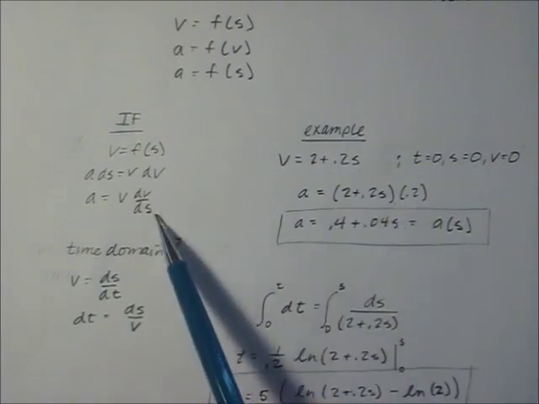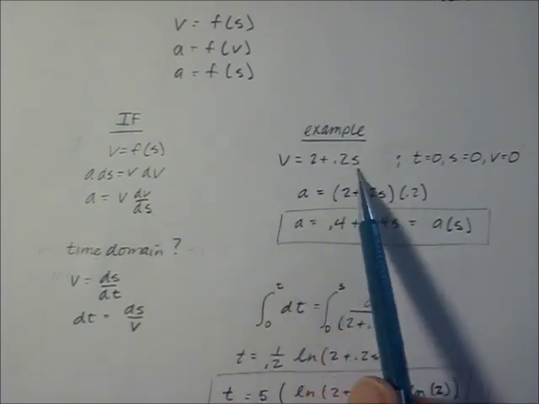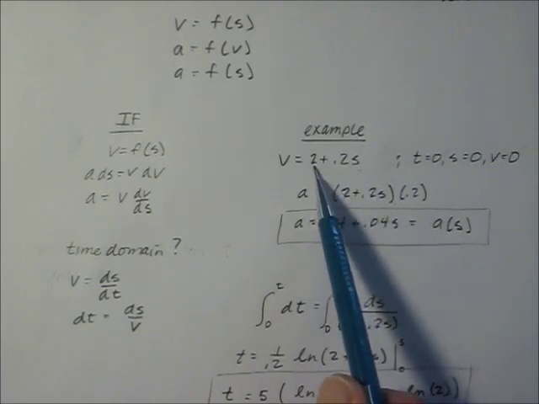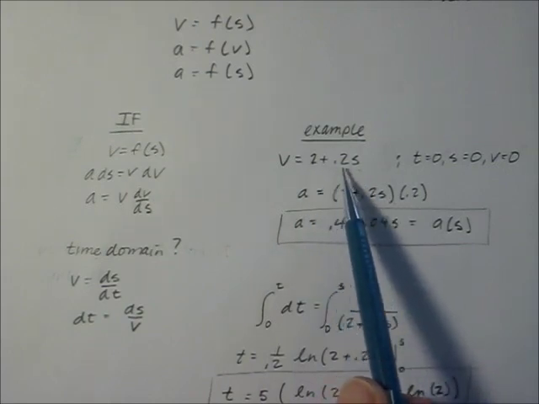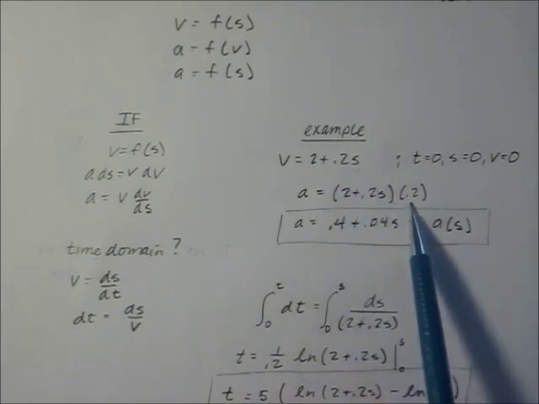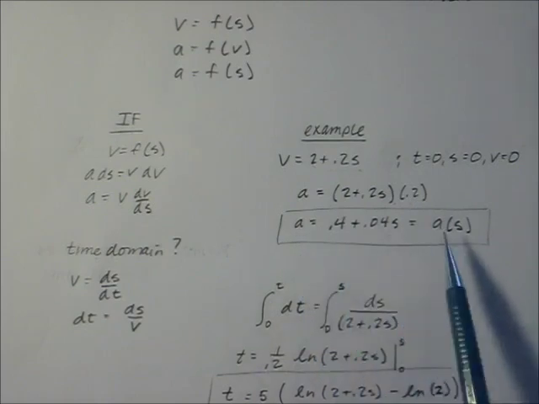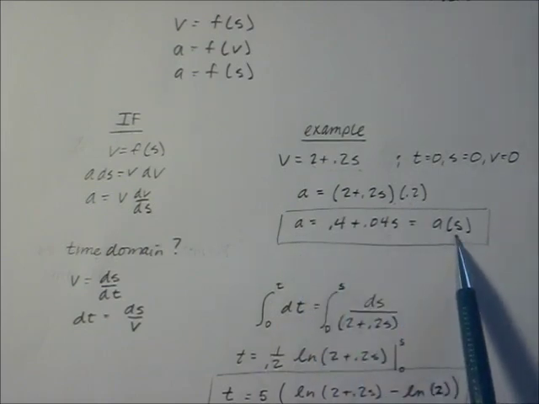And then dv ds is equal to, since velocity is a function of s, I can take the derivative of this equation. The derivative of 2 is a constant, so that's 0. The derivative of 0.2s is just going to be 0.2. So I've multiplied that whole thing by 0.2, and I can see that acceleration is 0.4 plus 0.04s. Now we see that acceleration is a function of s.